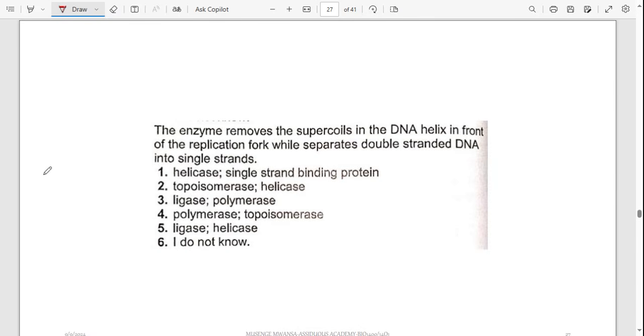The enzyme dash removes the supercoils in the DNA helix in front of the replication fork, while dash separates double-stranded DNA into single strands. What removes the supercoils? Is it helicase, right? Okay, supercoils are not removed by helicase, it's topoisomerase. And then what separates the double strand? That is now helicase.